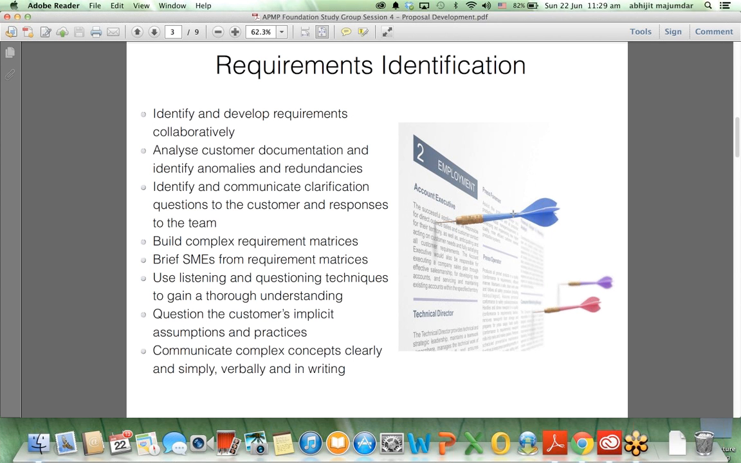Now, for requirements, it is very important that you have good questioning techniques as well as listening techniques, and gain a thorough understanding of the requirements. Because if we do not understand specifically the explicit and the implicit requirements of the customer, we will not be able to respond in our proposal in a way that meets their expectations. And for that, it is very important that we ask the right types of questions. There are different types of questioning techniques.